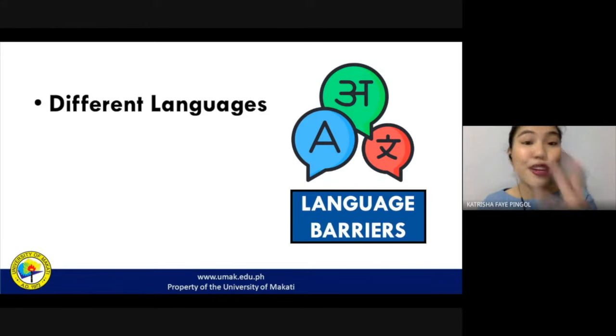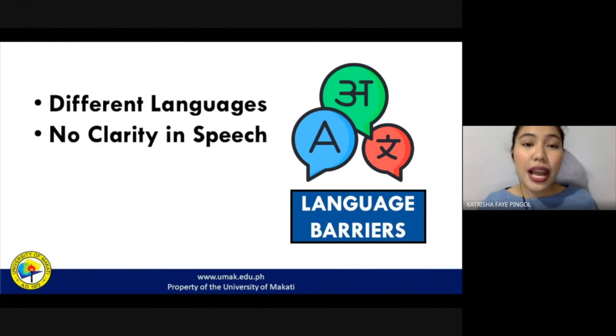So take for example, different languages could already result in ineffective communication. If I'm a Filipino and I don't really understand English that much, remember that you are not always communicating using your first language or your native language. So differences in the languages that we use could also result in ineffective communication. There are certain words that you can say where the meaning changes or the other party could not understand it anymore. Another language barrier is no clarity in speech.